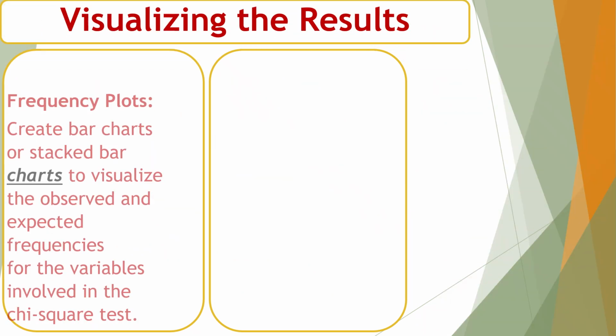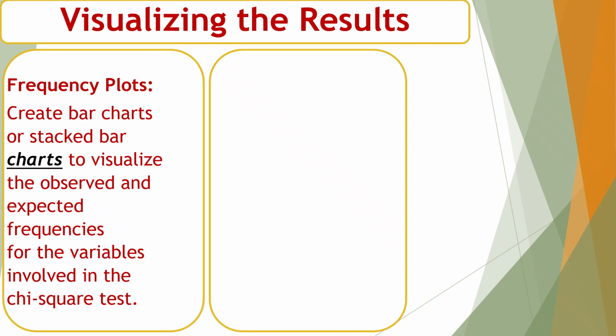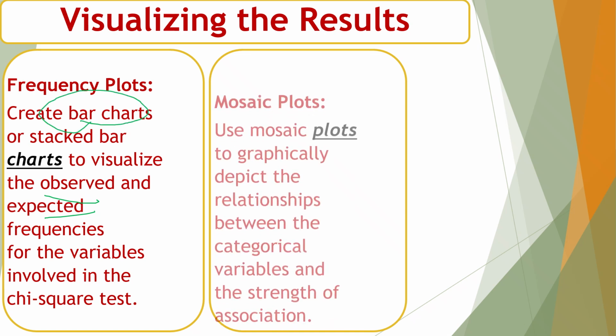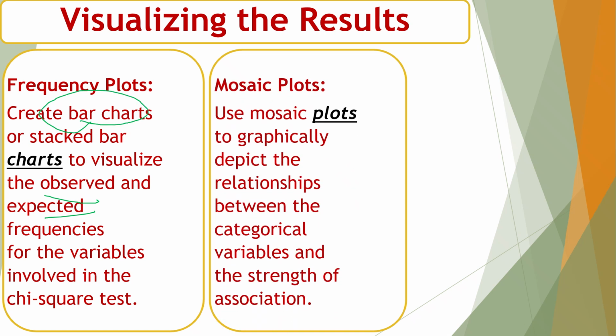Visualizing the results. Create bar charts and stacked bar charts to visualize the observed and expected frequencies for the variables involved in the chi-square test. These observed and expected counts will help you visualize the data if you present them in bar charts. Mosaic plots graphically depict the relationships between the categorical variables and the strength of association. So you can use such plots to understand the association.